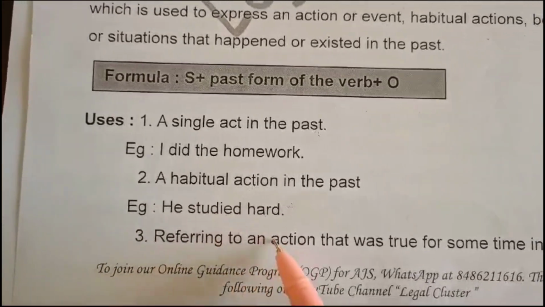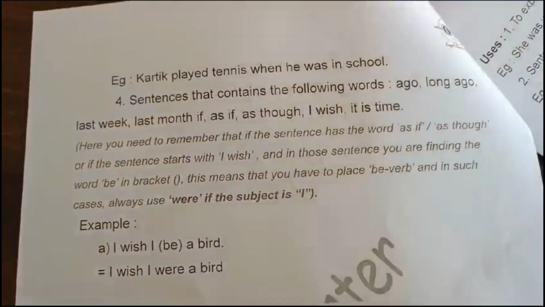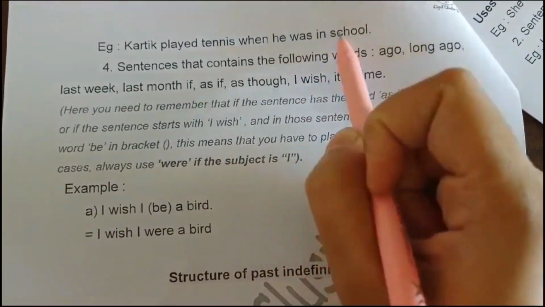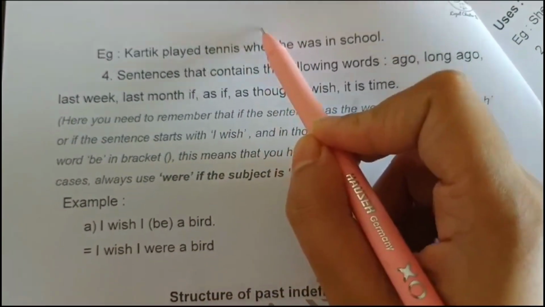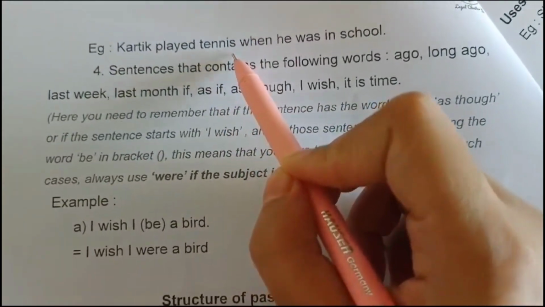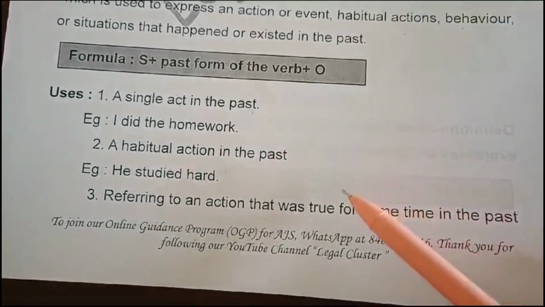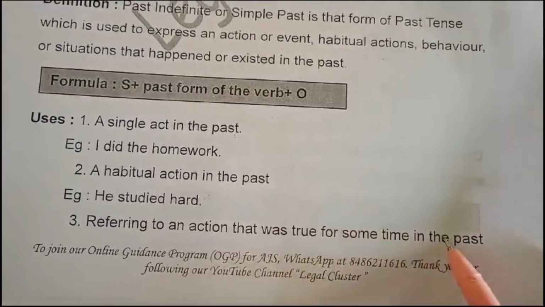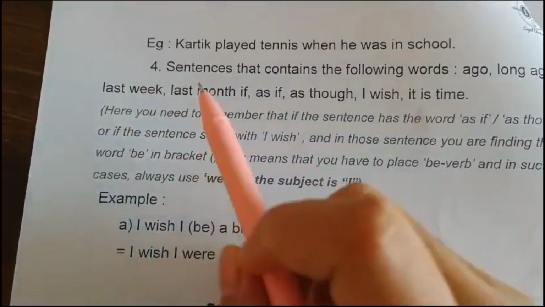Number 3, referring to an action that was true for some time in the past. Karthik played tennis when he was in school. That means when this person was in school, for that period of time, he played tennis well. So here it is said, referring to an action that was true for some time in the past. An action which was done in the past for some time. This is the third rule. Let's go to the fourth rule.